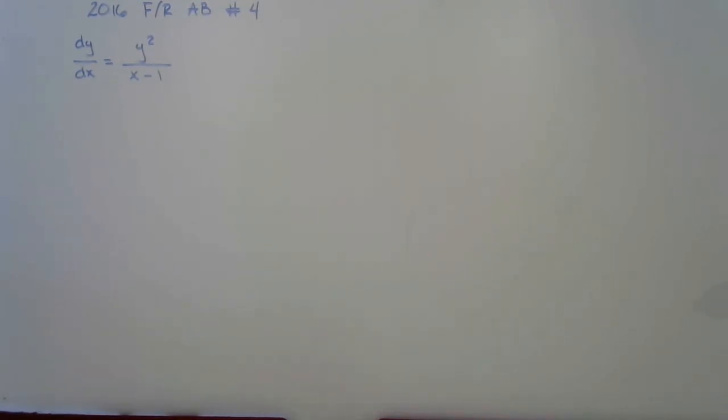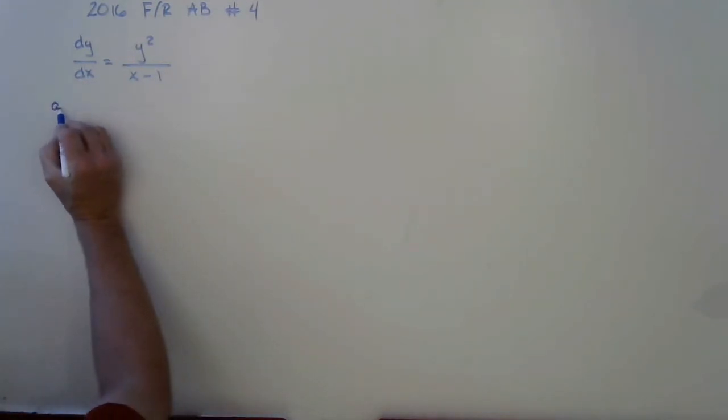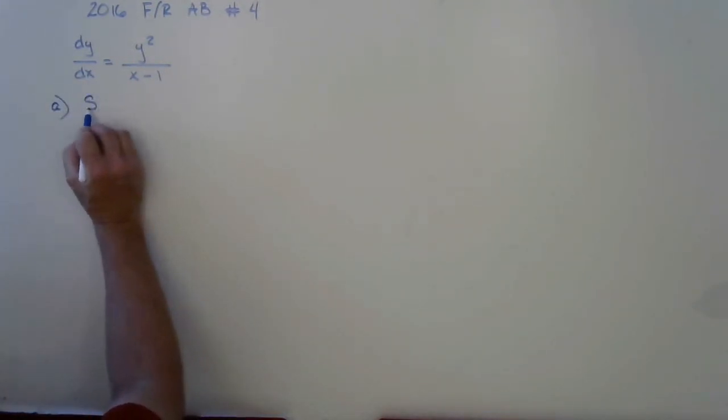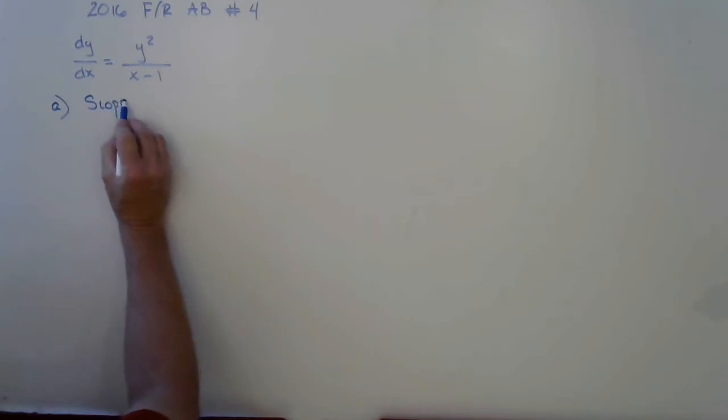Now, this is a specific type of differential equation. It's a special type. It's a type we know how to solve as Calc 1 students. This is called the separable differential equation. And we'll get to that in Part C. Right now, in Part A, they don't ask us to solve this. They ask us to generate a slope field.